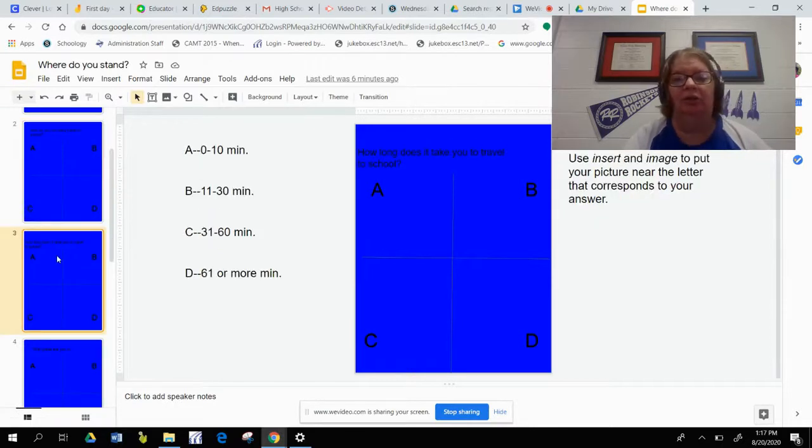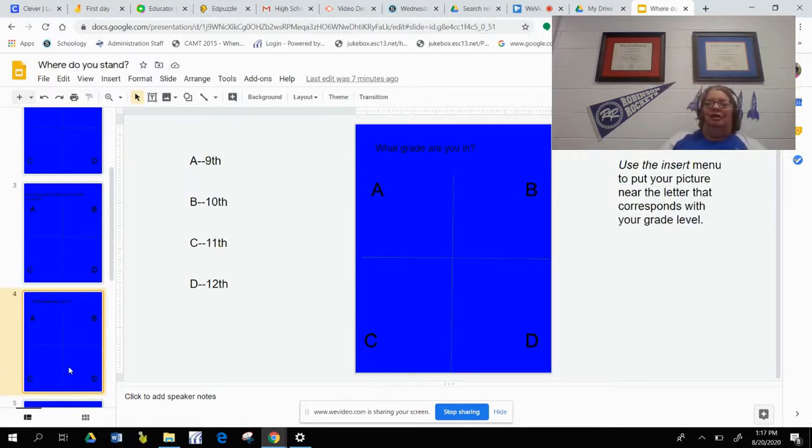If we look at this second question, how long does it take you to travel to school? Every person, every input could fit in one of these outputs: 0 to 10 minutes, 11 to 30, 31 to 60, or 61 or more. Okay? This one, what grade are you in? If we use only the students in the room, or the students that are learning remotely, then every student would have one place to go. Every student would have one grade level that is theirs.